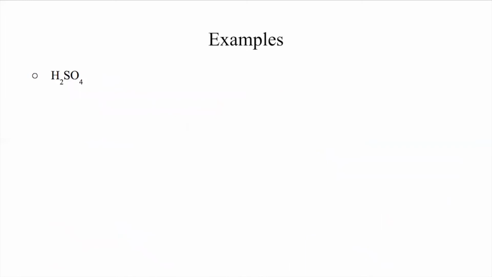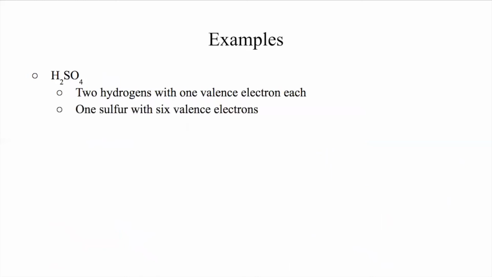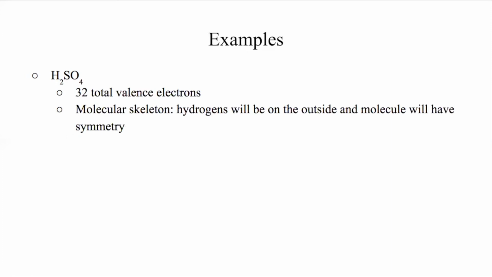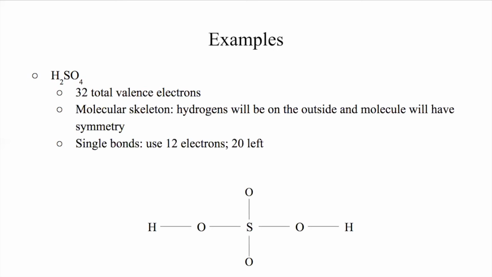This Lewis structure will have one valence electron from each of the hydrogen atoms, six from the sulfur atom, and six from each of the oxygen atoms, for a total of 32 electrons. We know that the hydrogen atoms must be on the outside, and that nature loves symmetry, so we get a molecular skeleton that looks like this. When we fill in all of the single bonds, we use up 12 valence electrons, with 20 left over.